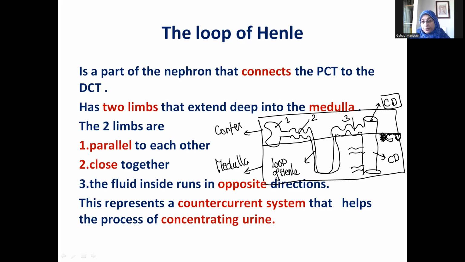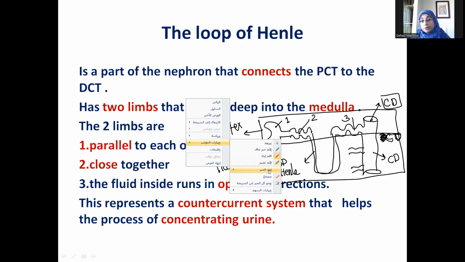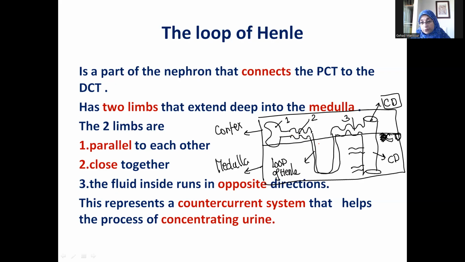Now, when the filtrate passes in the loop of Henle, it passes first downward and then upward. So the renal filtrate will first pass downward in this direction, and then will make a U-turn and pass upward to reach the distal convoluted tubule. This is the distal convoluted tubule, this is the proximal convoluted tubule, and that is Bowman's capsule.